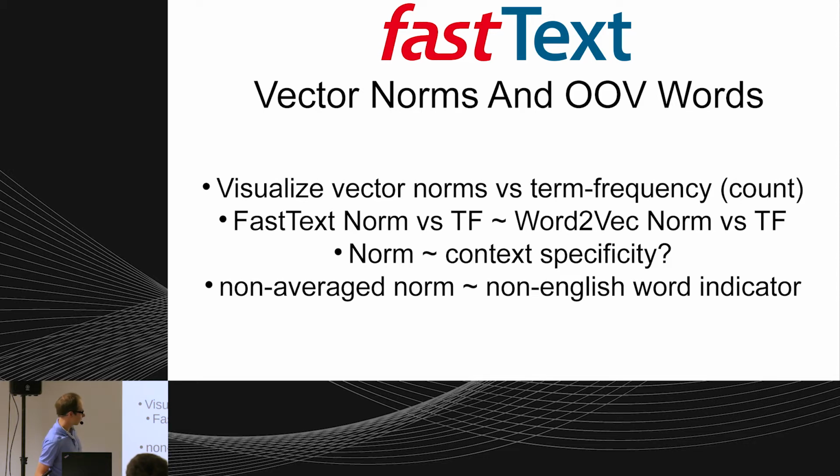norm is correlated to context specificity, and also that not averaging over n-gram count can be a useful indicator, for example, for detecting non-English words.